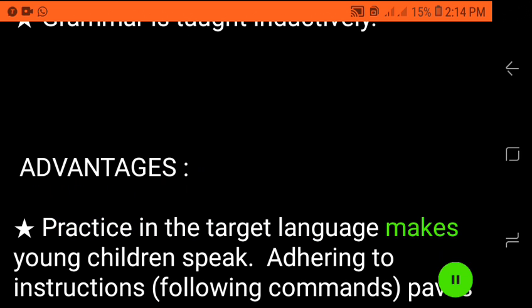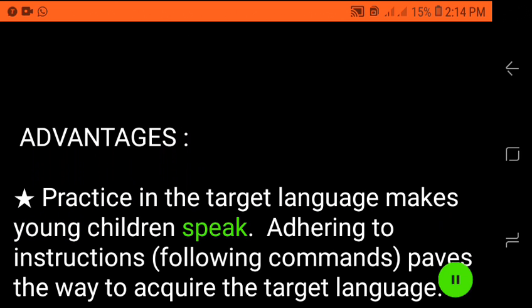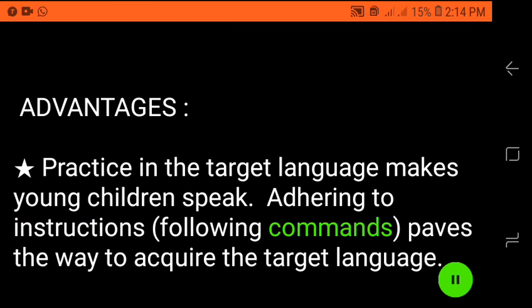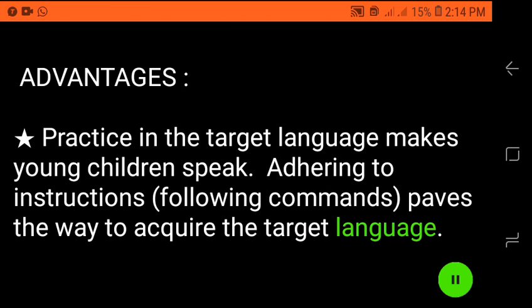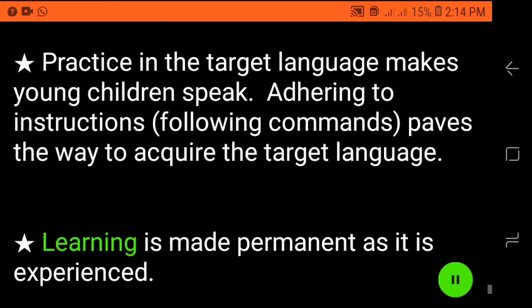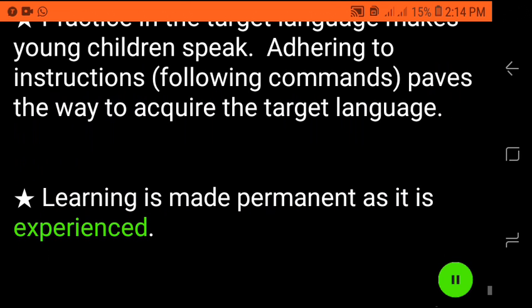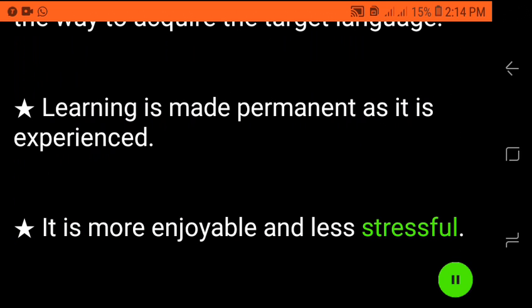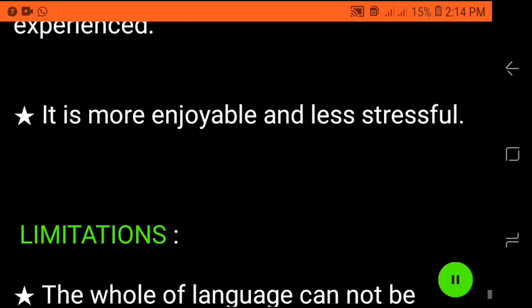Advantages. Practice in the target language makes young children speak. Adhering to instructions, following commands, paves the way to acquire the target language. Learning is made permanent as it is experienced. It is more enjoyable and less stressful.